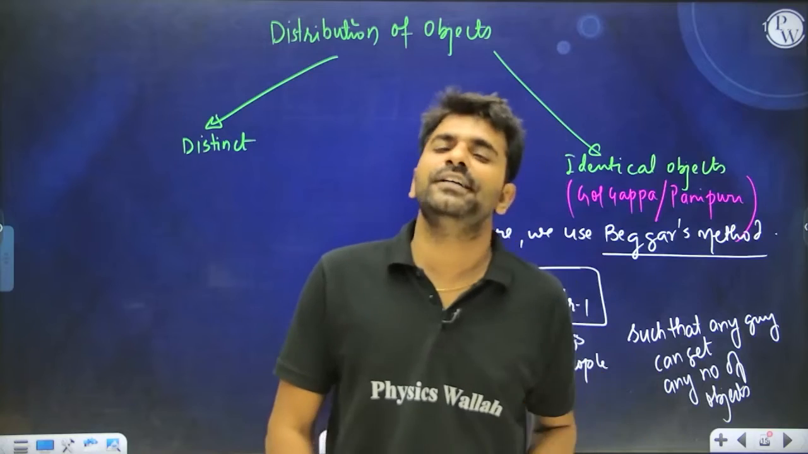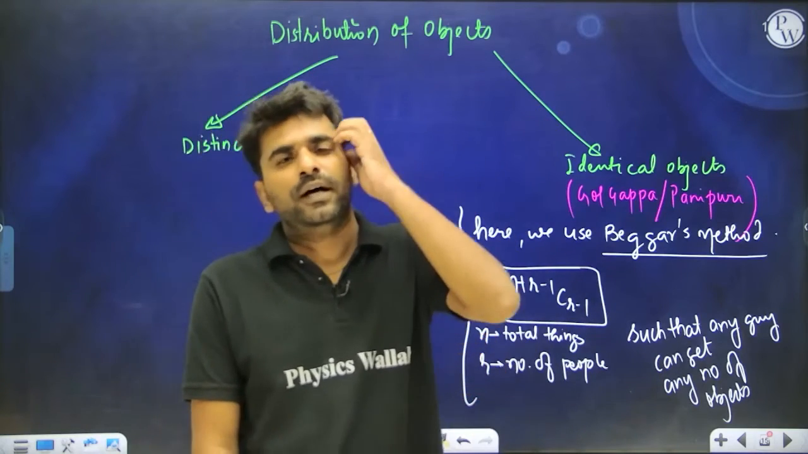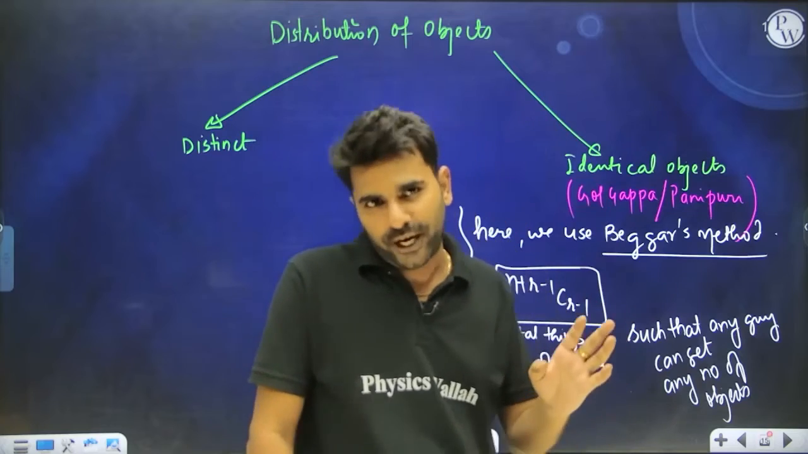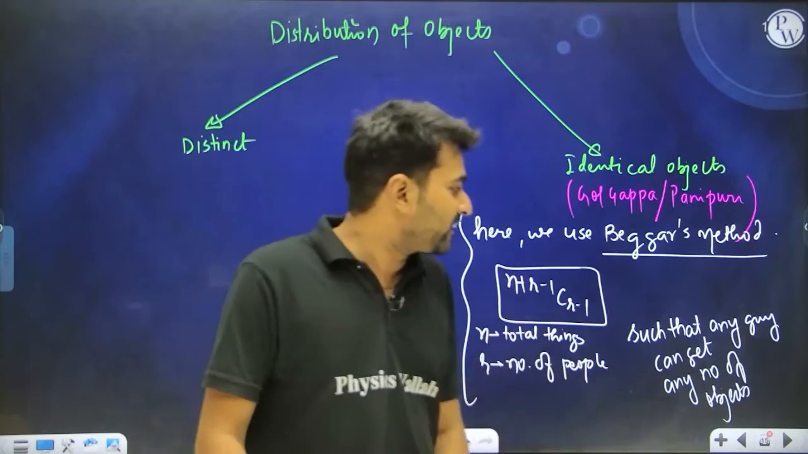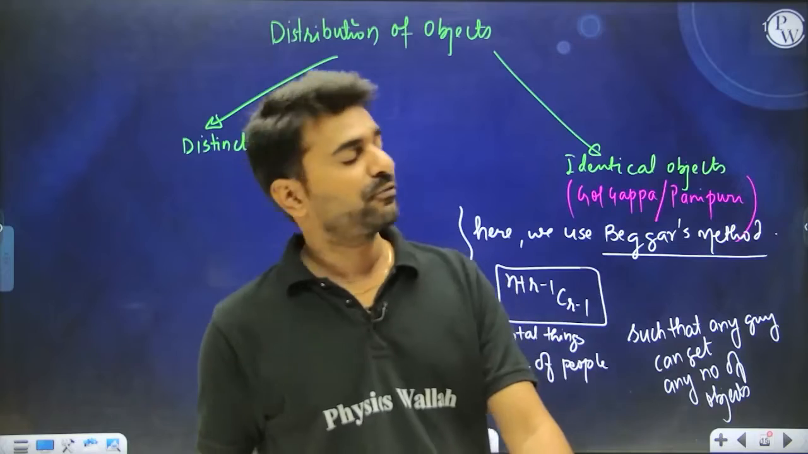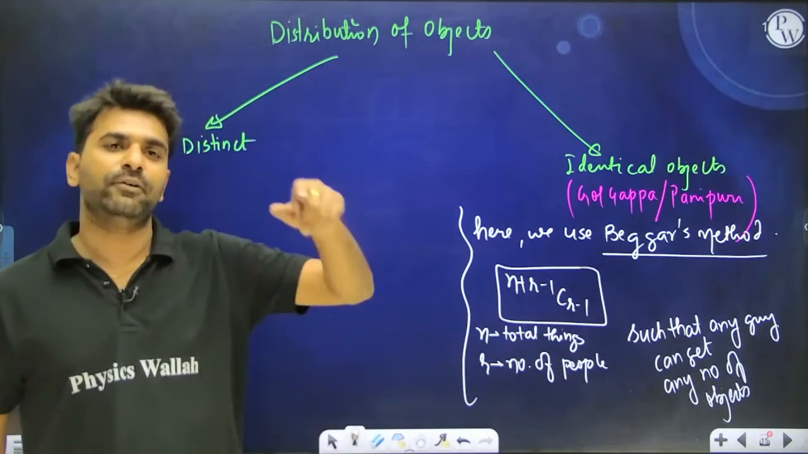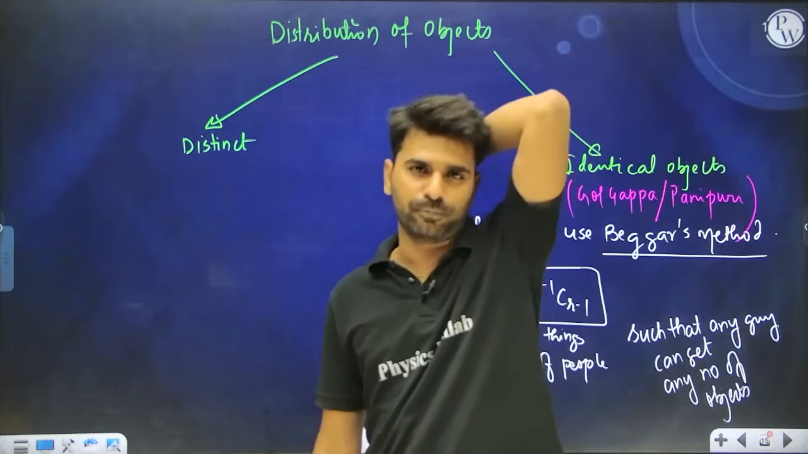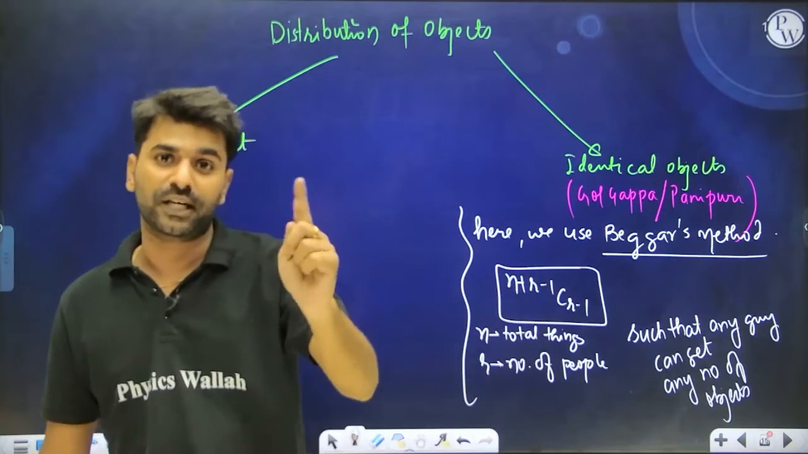It's his choice that if he wants to give all the 10 pani puris to a single guy, he can, because it's his pani puri. I hope you understood this. Such that any guy can get any number of objects. It can be the possibility that one guy is getting 10 pani puris, another one is getting 0 pani puri, another one is getting 0 pani puri. But I'm saying all the objects need to be distributed.